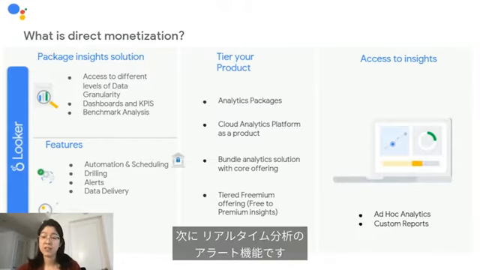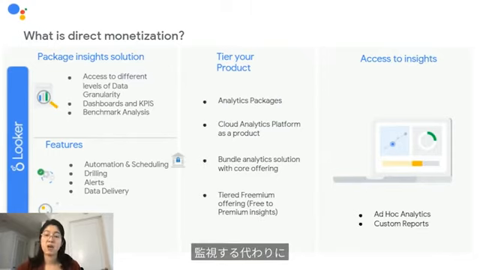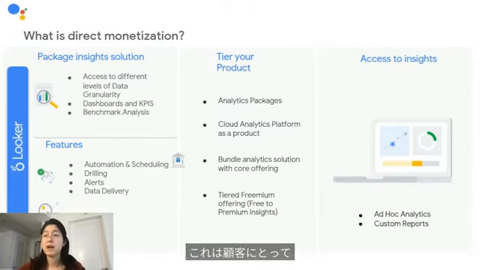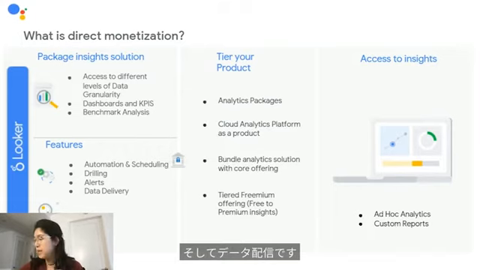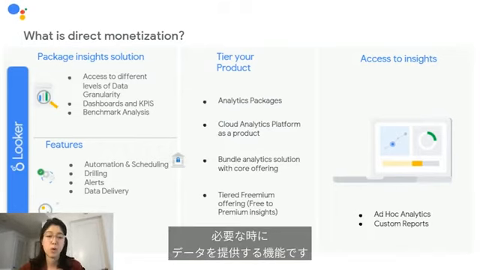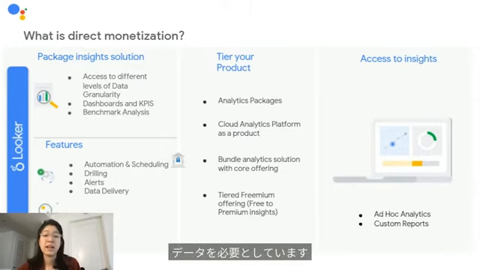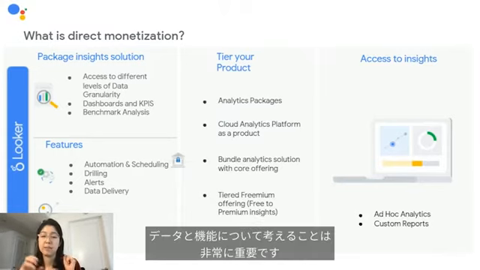Being alerted from real-time analytics. So having alerts come directly to you when something happens instead of having to monitor, that's something that becomes super valuable to your customers. And then just data delivery, being able to give people data where they need it. Maybe your customers aren't logging into your product every day, but they need your data. You can give them the option to deliver that data where they need it. So it's really important to think about data plus features as a way to monetize.